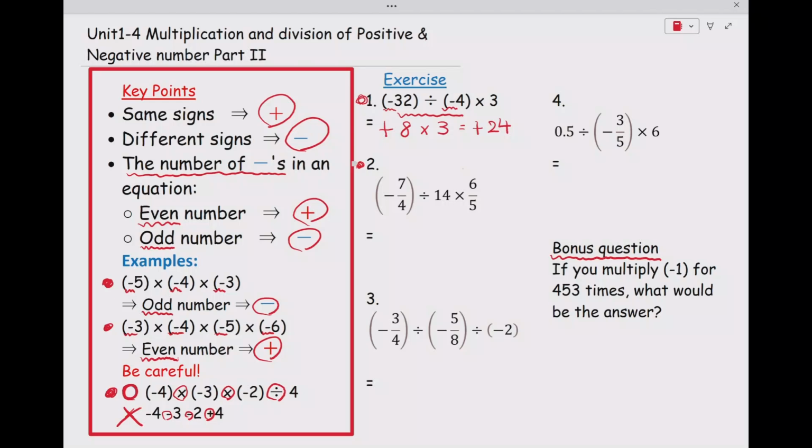Step 1. Convert all numbers to fractions. Step 2. Convert all the divisions to multiplications. This will make the calculation easier. Let's look at the question. In step 1, you first need to convert all the numbers to fractions. So you need to convert 14 to a fraction, to make all the numbers in the form of fractions. Then you get minus 7 quarters divided by 14 over 1 times 6/5.